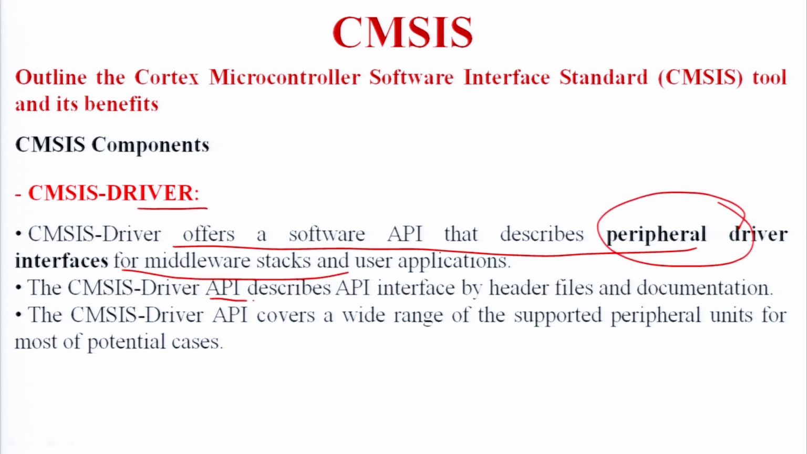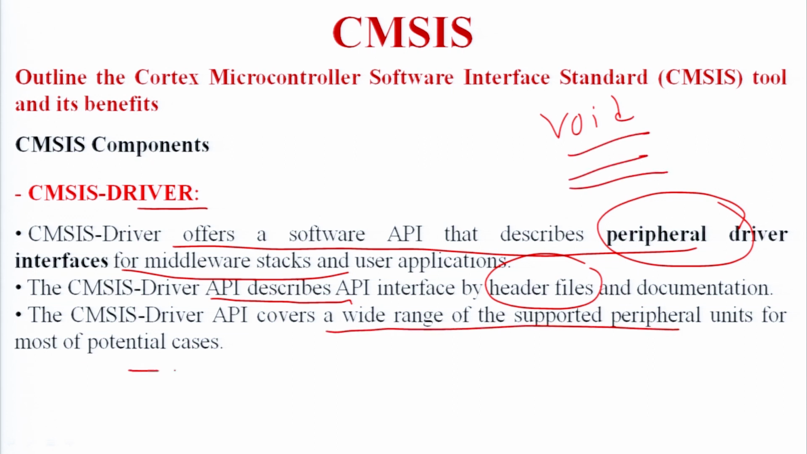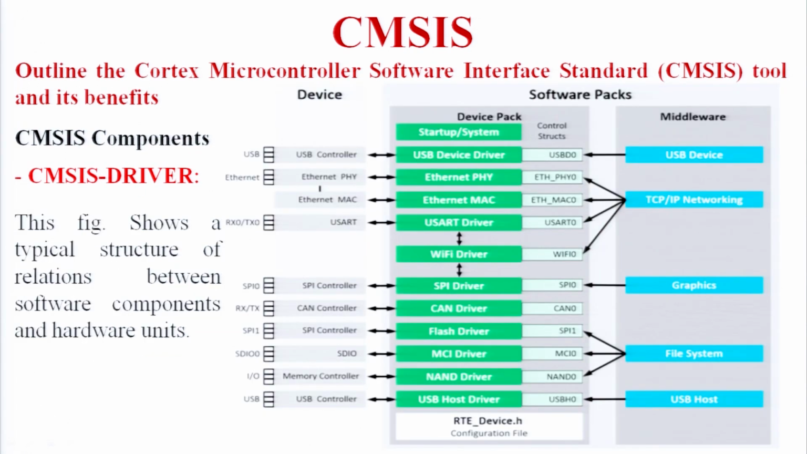It offers a software API that describes the peripheral driver interface for middleware stacks. After that, it has header files. Header files means that whatever programming we are doing has some header files, and they support peripheral units for most of the potential cases. So basically, we are dealing with the programs for a particular object. Under this topic, all the things we have discussed are pictured here.